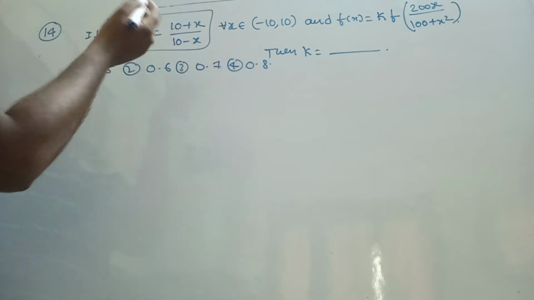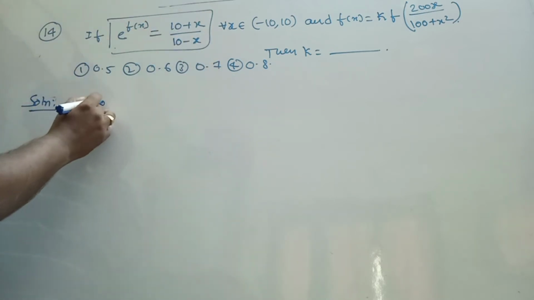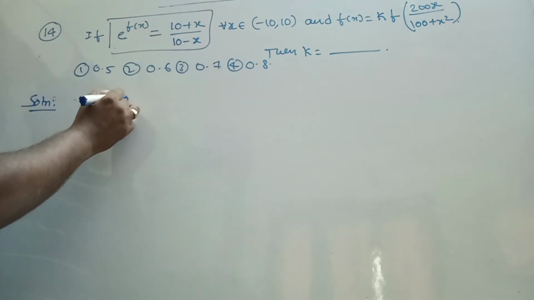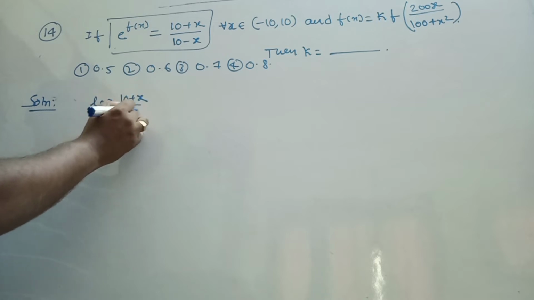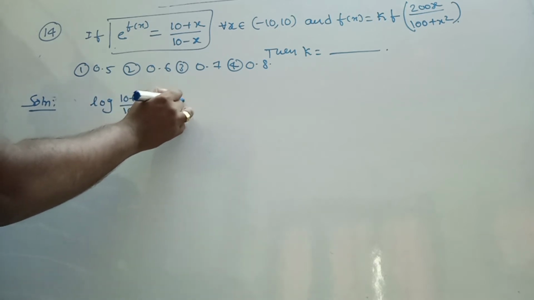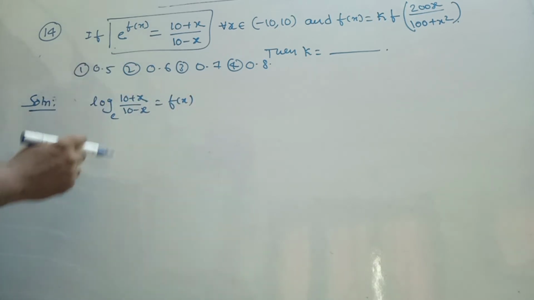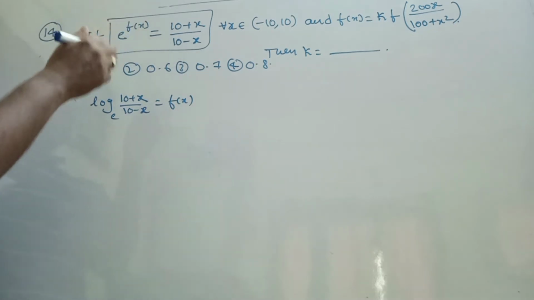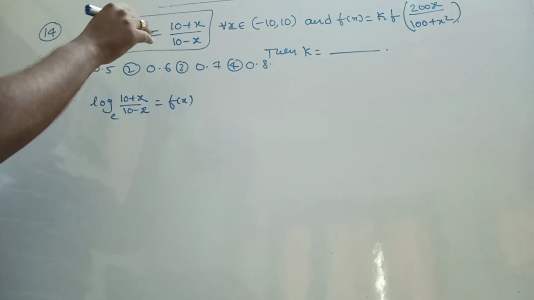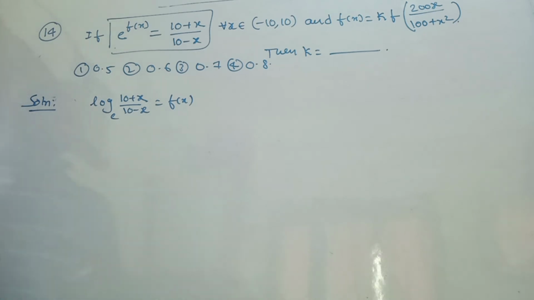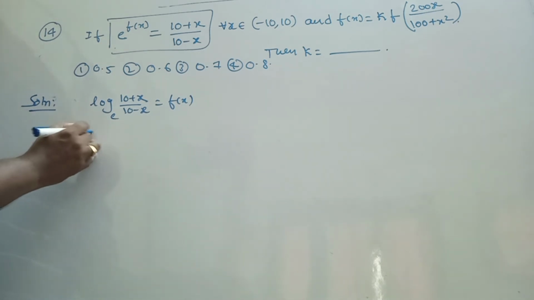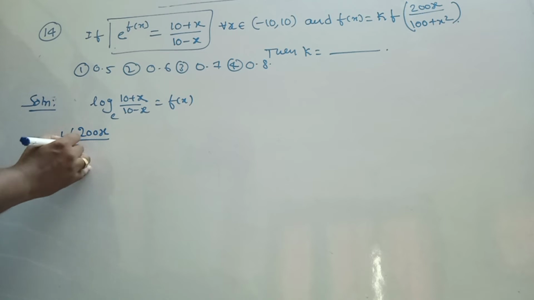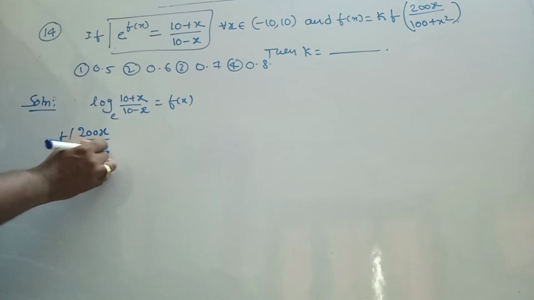Let us apply logarithm. Then what will we have here? Log of 10 plus x by 10 minus x is equal to f of x, because if you take logarithm, exponential to logarithm, log of 10 plus x by 10 minus x to the base e equals f of x. That's nice. Next we have f of 200x by 100 plus x square.